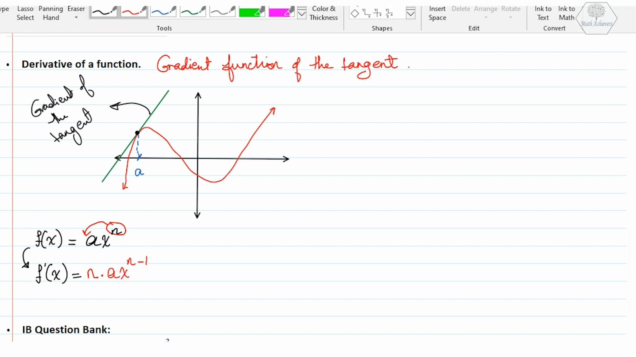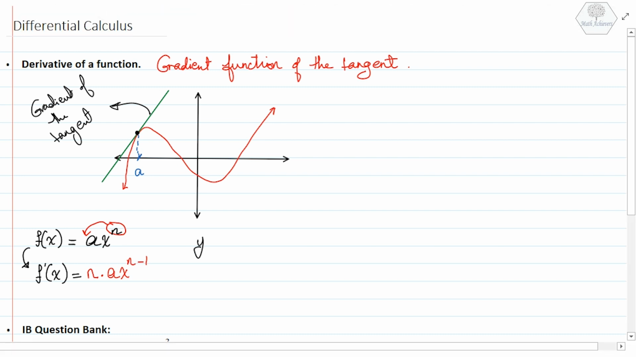The same thing if we have the function written as y is equal to a x to the power of n. The first derivative is dy over dx is equal to n times a times x to the power of n minus 1.